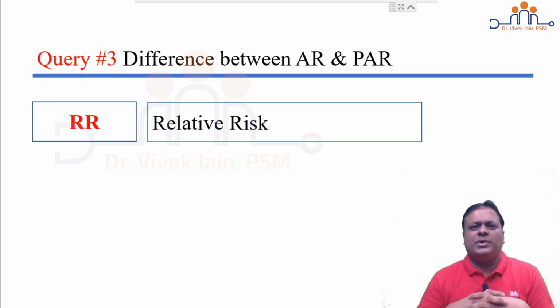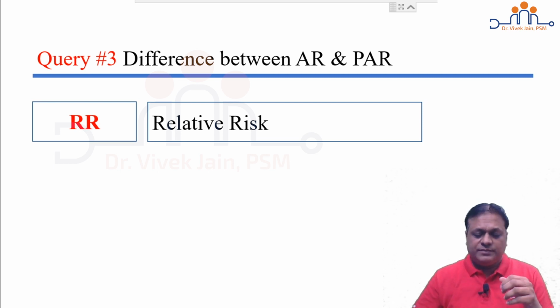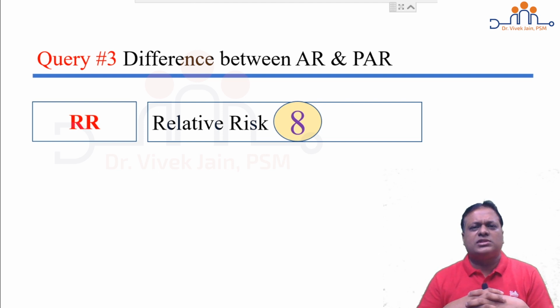Suppose we look at an example like smoking as an exposure or risk factor, and lung cancer as an outcome or the disease. Suppose relative risk in your study by the formula comes to 8. What does it imply? Smoking has 8 times more association with lung cancer as compared to non-smokers. Or I can say incidence of lung cancer in smokers is 8 times higher as compared to incidence of lung cancer in non-smokers. Or I can say smoking has 8 times higher risk of lung cancer as compared to non-smokers.